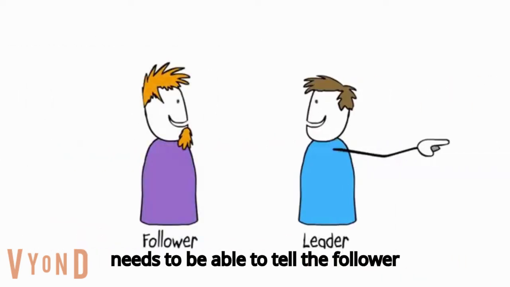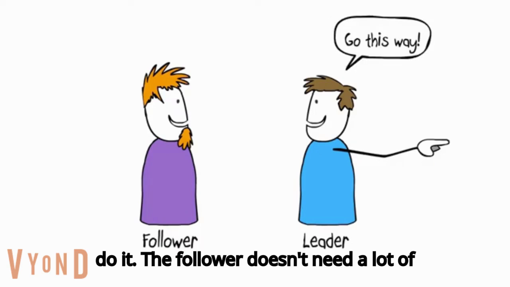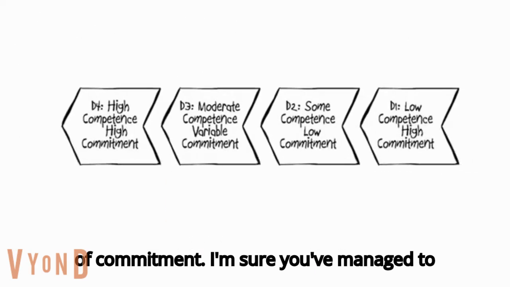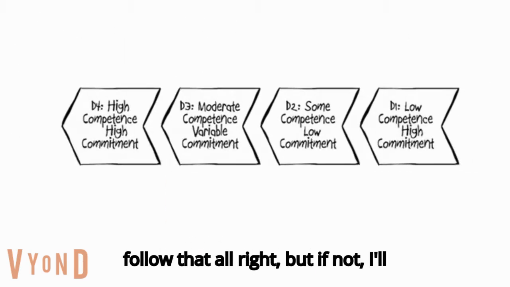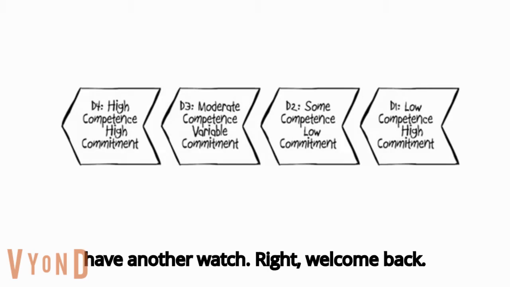That's because the leader needs to be able to tell the follower exactly what needs to be done and how to do it. The follower doesn't need a lot of support, as they've already shown plenty of commitment. I'm sure you've managed to follow that all right, but if not, I'll wait here while you rewind the video and have another watch. Right, welcome back.